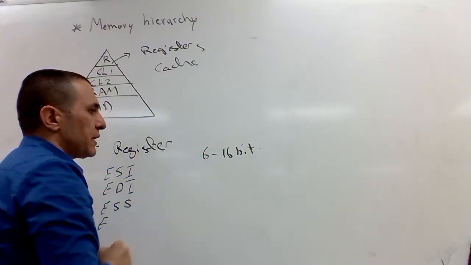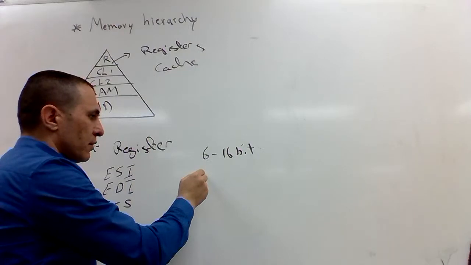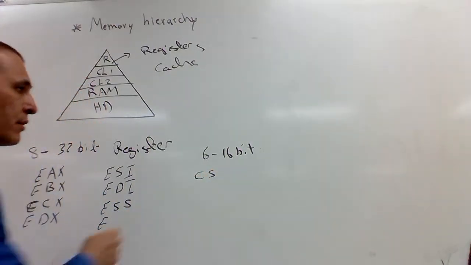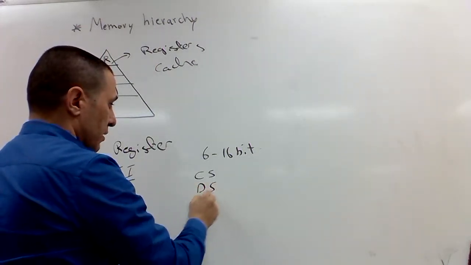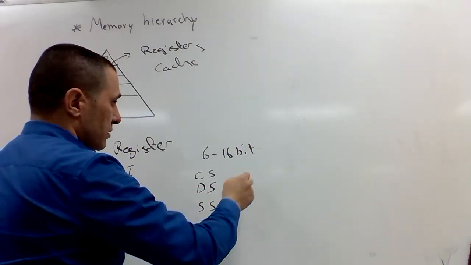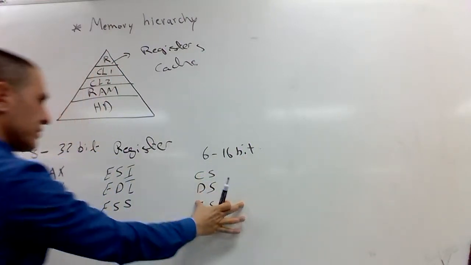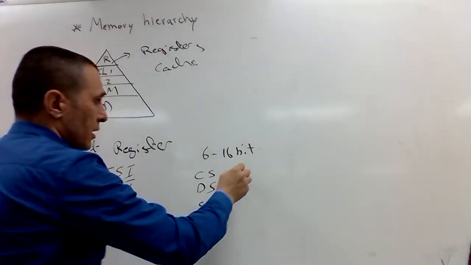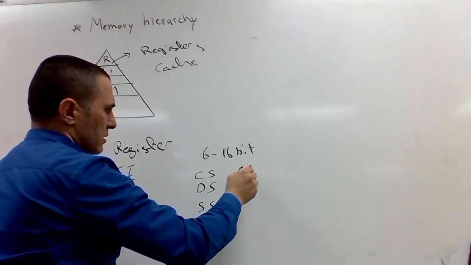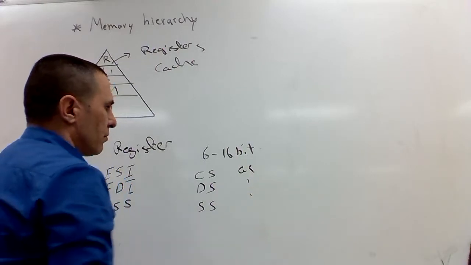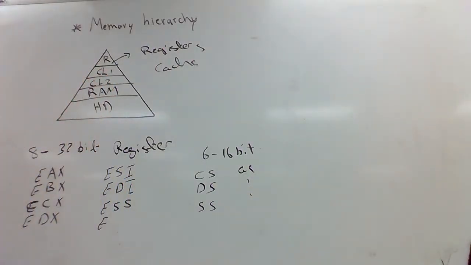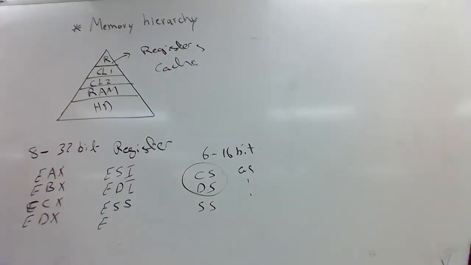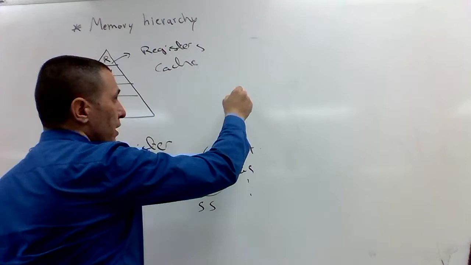And I have six 16-bit registers, and most important for us is the code segment register, a 16-bit register, and the data segment. And I have the stack segment register. All of those are 16-bit. I have the GS and another two that are not important. I only need you to know those, but not in general. And I have two more 32-bit registers.